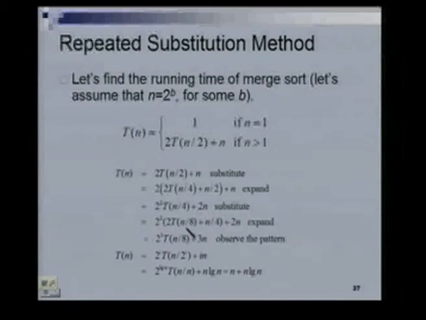Once again I substitute for t of n by 4 and I expand to get this, and now I have to observe a pattern basically. What is it that is happening? I get 2 square times t of n by 4 plus 2n, then 8 times t of n by 8 plus 3n, and so on. So, in general, at any step, after I have done this i times, I get 2 to the i times t of n by 2 to the i plus i times n.